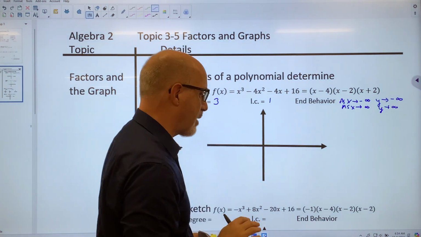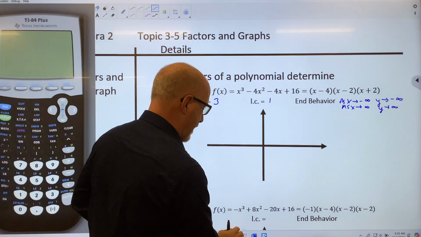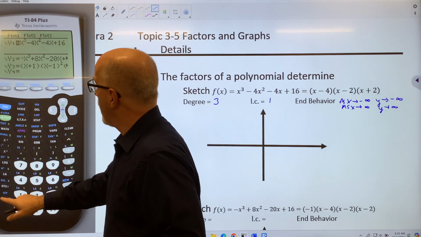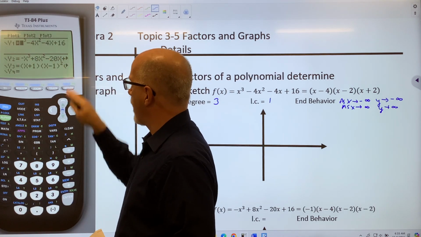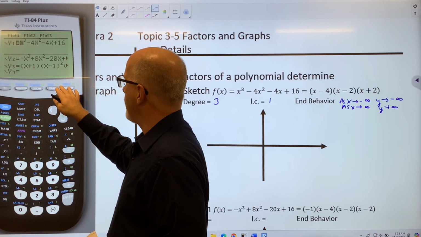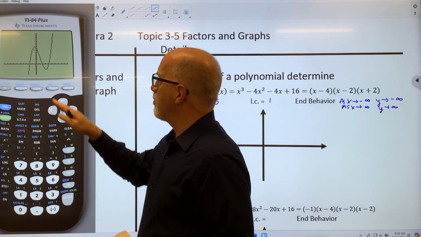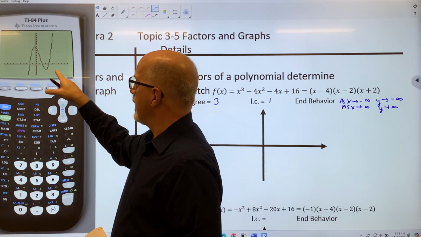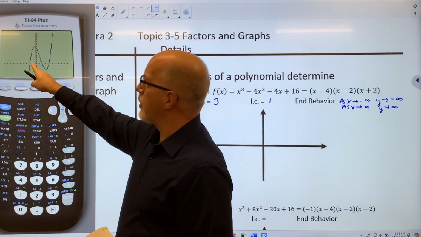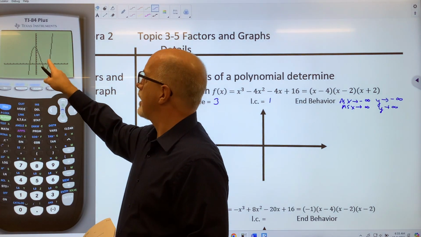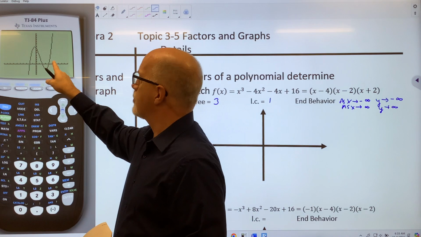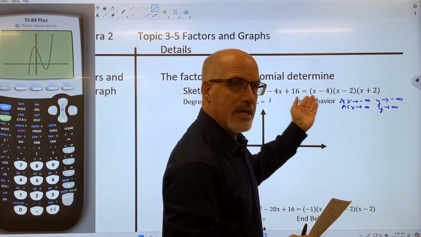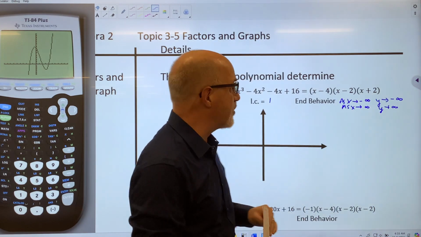Let's take a look at the graph itself. I'm going to look at the graphing calculator version of this graph. Putting this into the graphing calculator, it ends up looking like this, a third degree graph. Notice it goes through at -2, it goes through at 2, and it goes through at 4. Notice how that looks like information related to these factors.